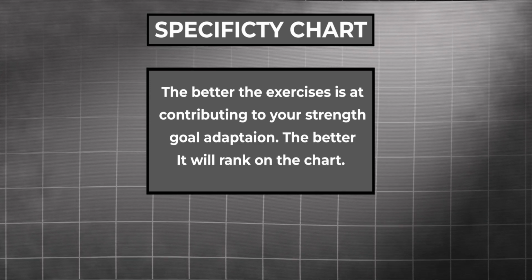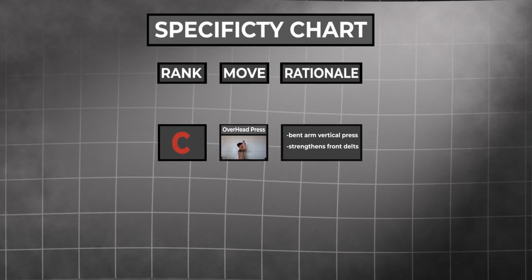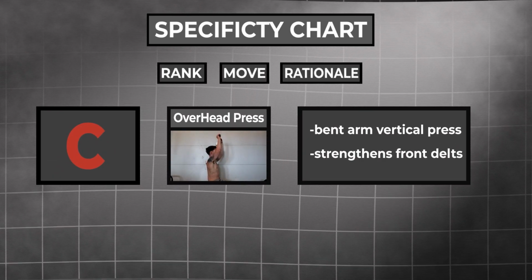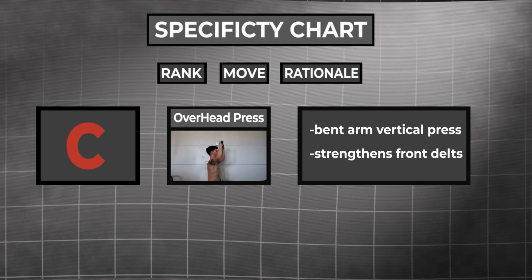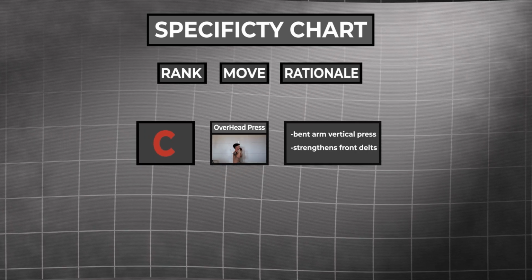The strength goal example for this chart is the full planche. First up, we have the overhead press. The overhead press is a bent arm vertical pressing exercise, which means it strengthens the front delts. Stronger front delts equals a stronger planche.